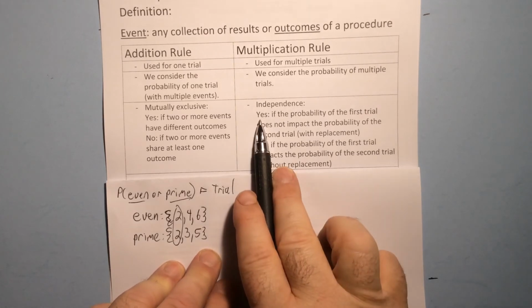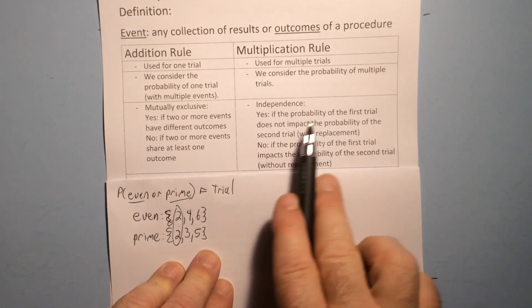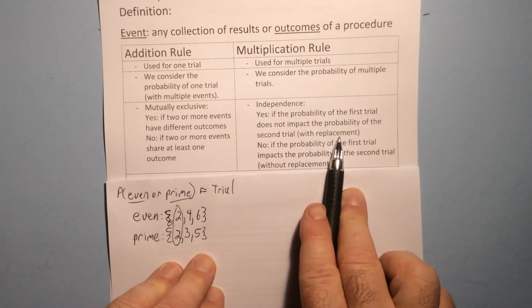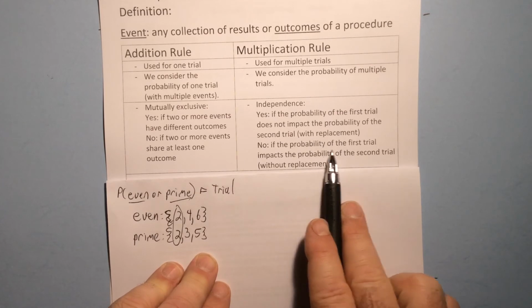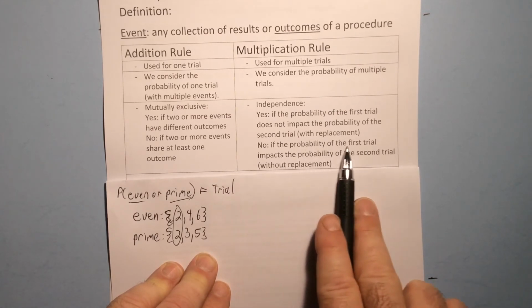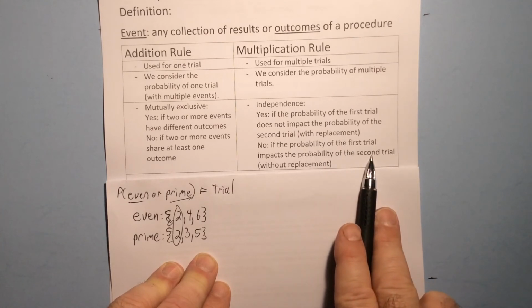So are they independent? If the probability of the first trial does not impact the probability of the second trial, that usually means with replacement, then yes, they are independent. They are not independent when the probability of the first trial impacts the second trial.